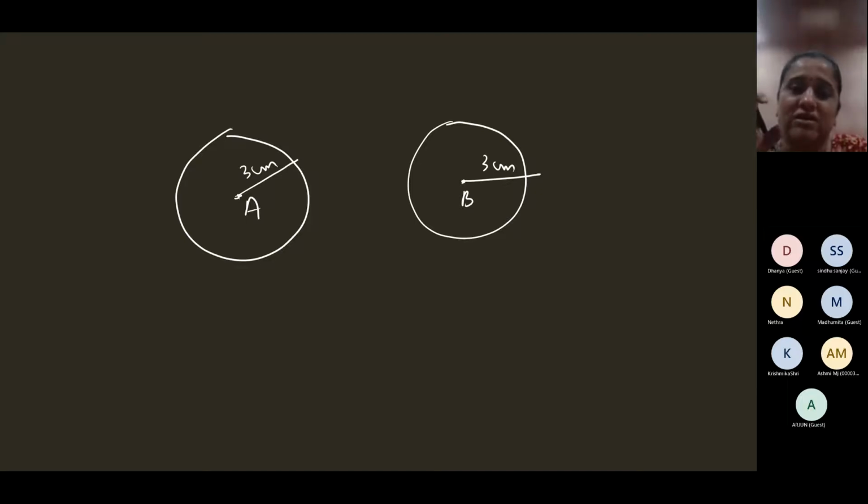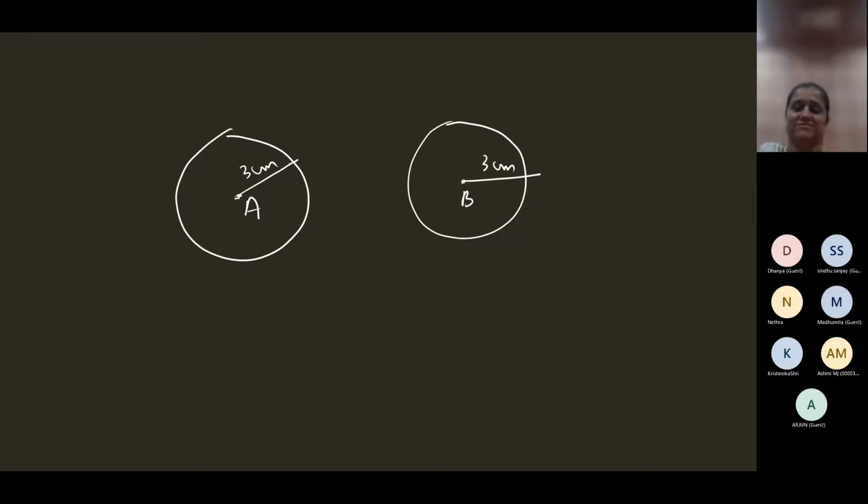So if you lift the circle with center B and place it on the circle with center A, the circle with center B will completely cover the circle with center A. That means the second circle superimposes the first circle. That means the two circles are congruent to each other. They are identical. Yes, definitely they are identical because they have the same radius.